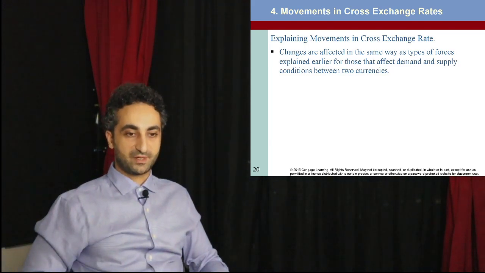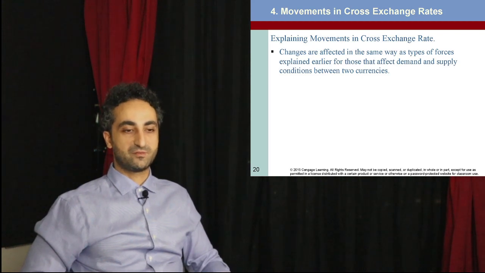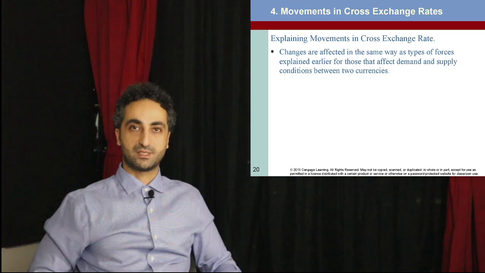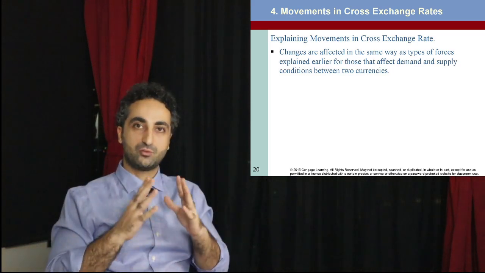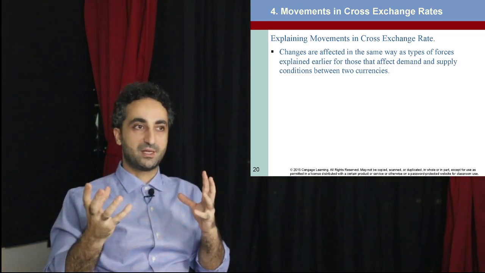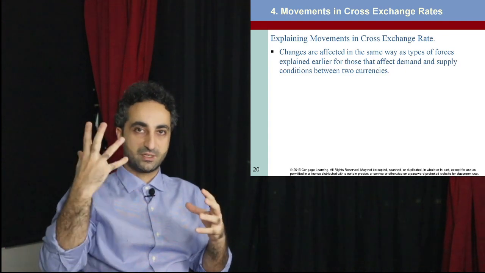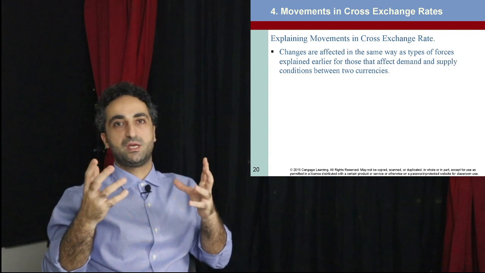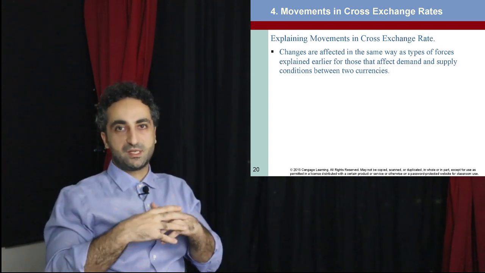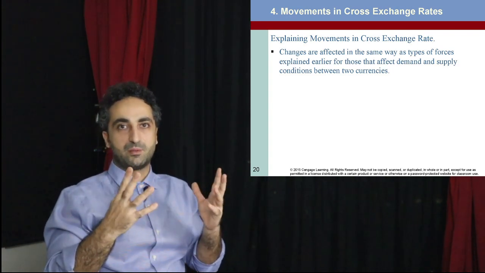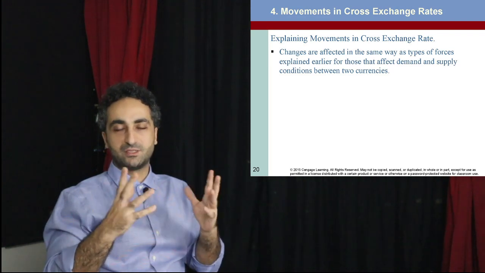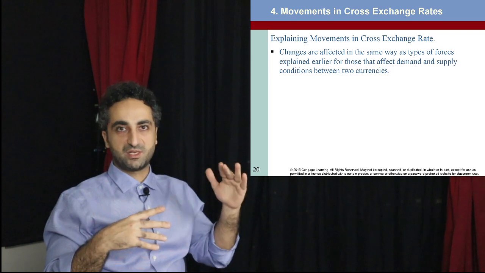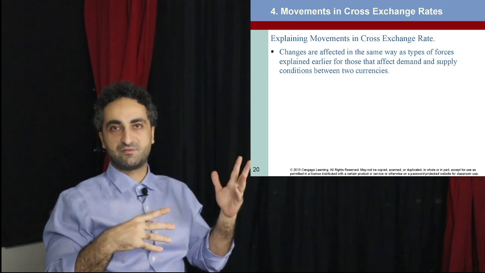So changes are affected in the same way as types of forces explained earlier for those that affect demand and supply. So again, we go back to demand and supply. When demand increases, more people want it, of course, price increases, and vice versa. Let's say some news came about Toyota, bad news, just as an example. So no one wants Toyota anymore, demand decreases because of some safety issue.